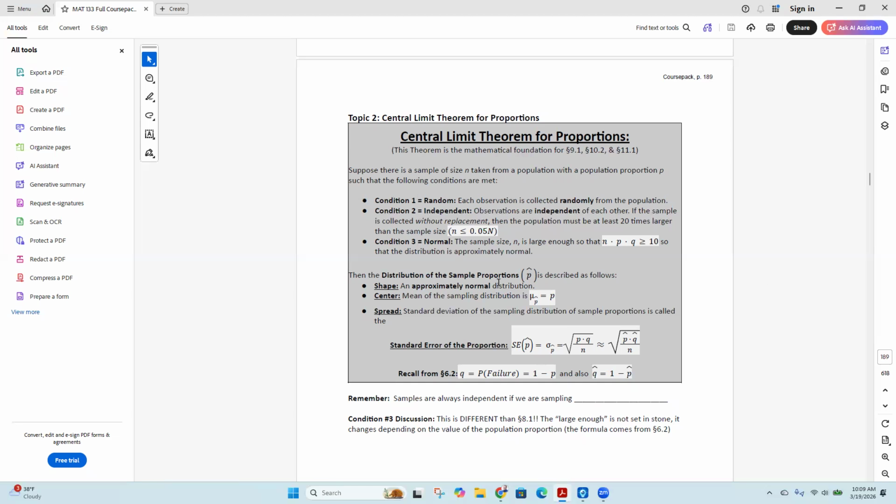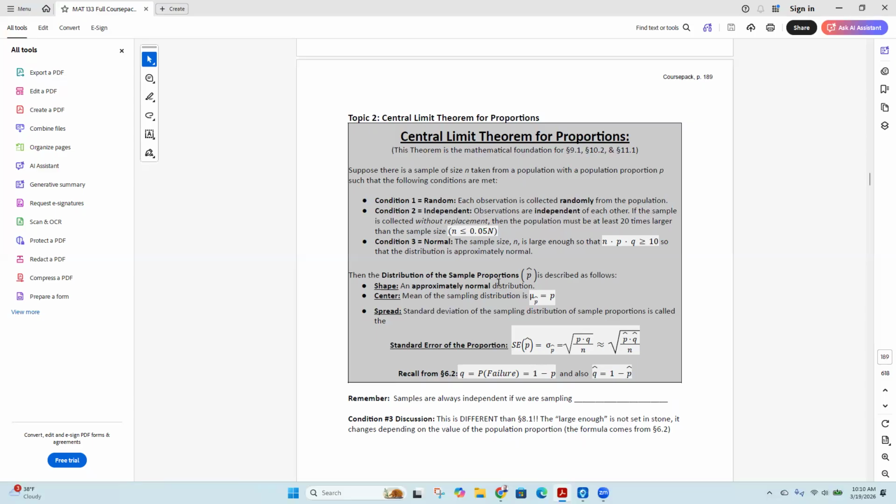So instead of splitting them into two separate classes, we put them together into a single class, Math 133. And so you get a bonus. It's basically two classes in one. So that's great, right?